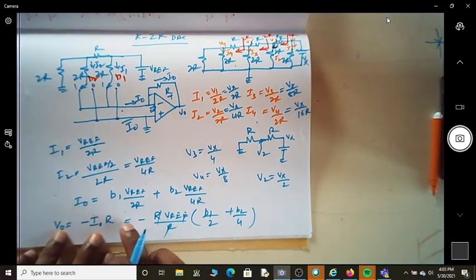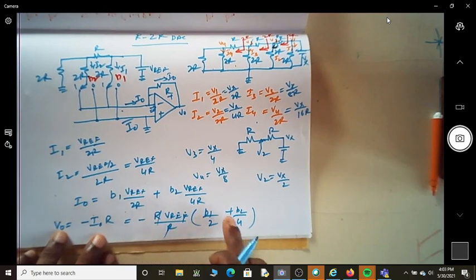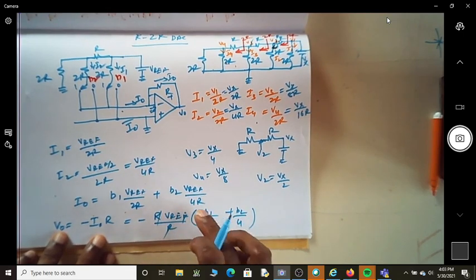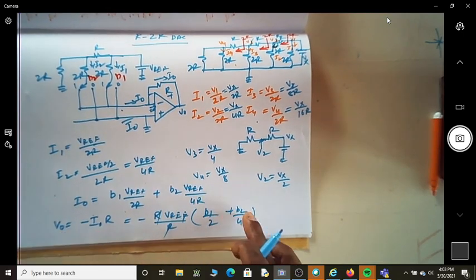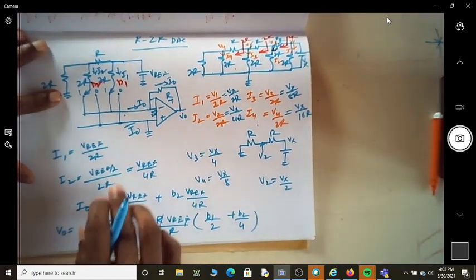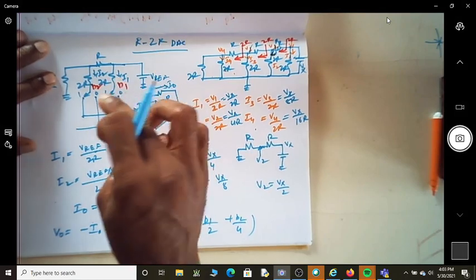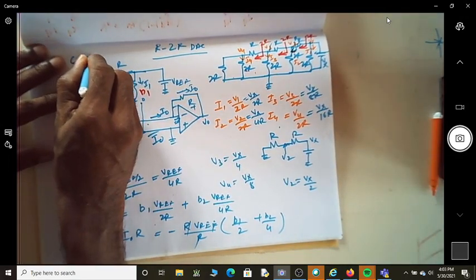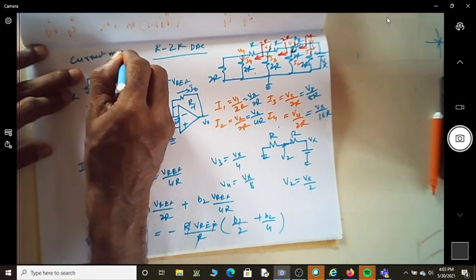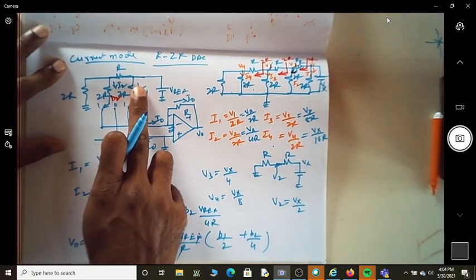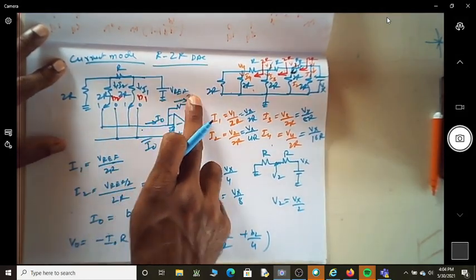I'm taking this V reference outside, and of course R is there as a product. So it is V reference multiplied by R divided by R into the binary weight of the input. This way we can realize this R2R DAC using current mode. This is called the current mode R2R network. Why it is called the current mode R2R network is because you are considering the current that is going to flow here.